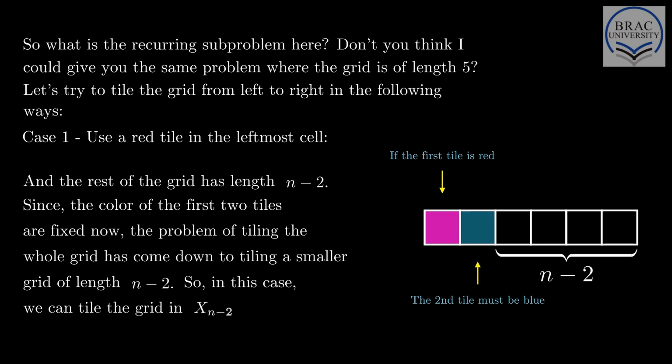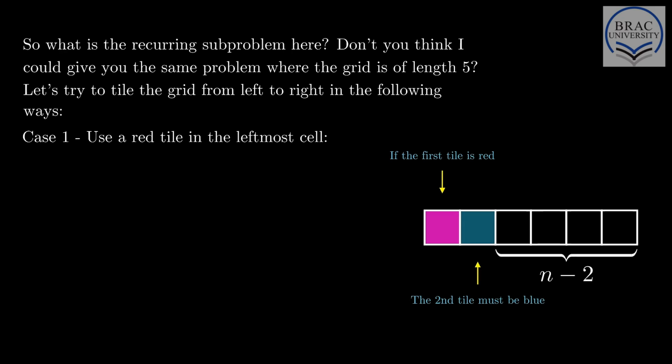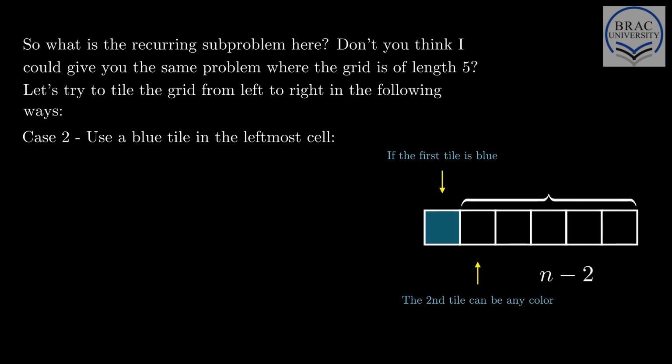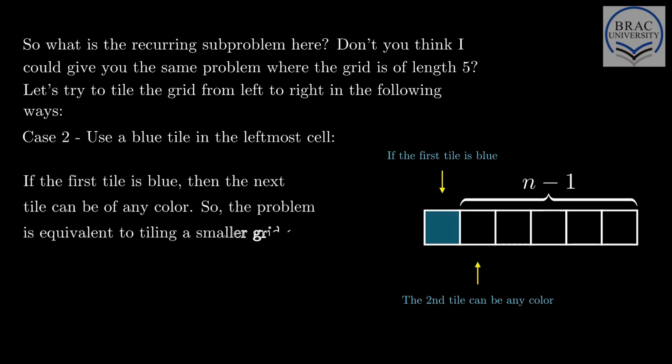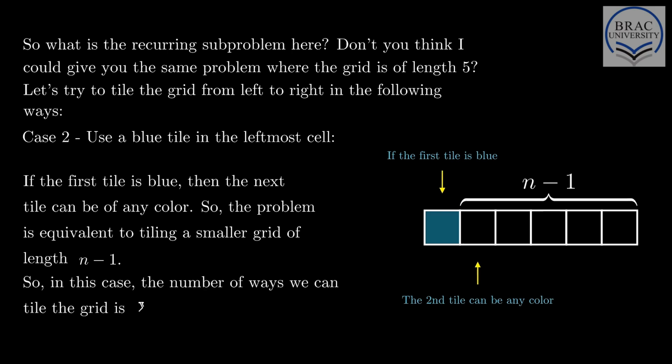There is also another case, if we tile the leftmost cell using a blue tile. Notice that the blue tile doesn't necessitate that the cell on the right should be of any particular color, because if it is red then it's fine, if it is blue it's still fine. So in this case we have n minus 1 more cells to color. If the first tile is blue, then all we need to do is color the rest of the grid, which is of length n minus 1. So x_(n-1) is the number of ways we can color a grid of length n minus 1.